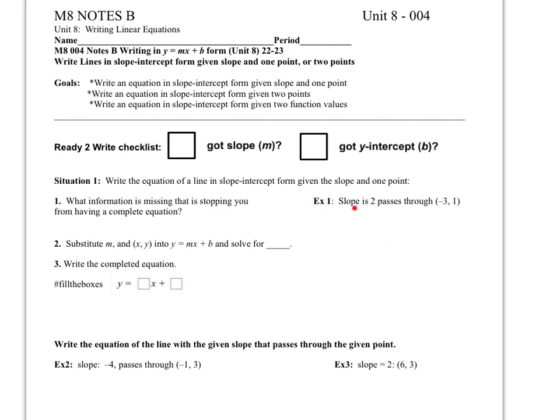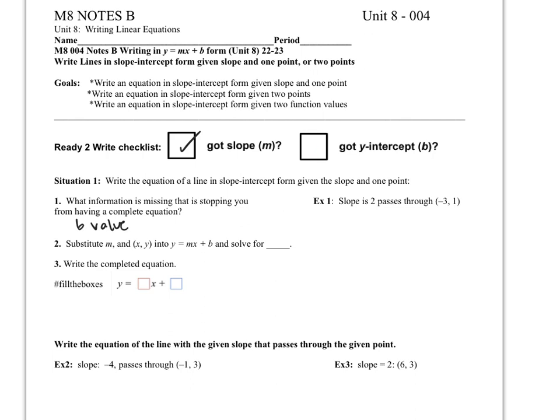So if I look at example 1, I have my slope. I can check that ingredient off. But I don't have my y-intercept this time because my x-coordinate is not 0. So if I were to graph this, it would be over 3 and up 1. It would not be on the y-axis. So the missing piece of information that's stopping me from having a complete equation is my b value. I don't have that box checked.